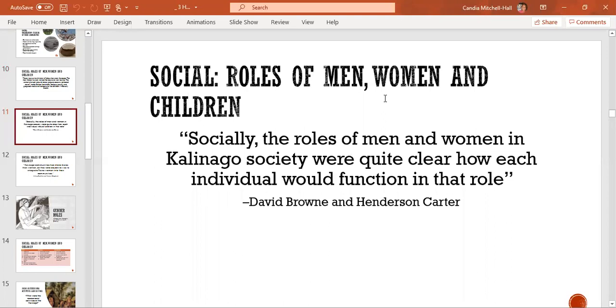Morrison, could you read this for me from David Brown and Henderson Carter, two historians? Socially, the roles of men and women in Kalinago society were quite clear, how each individual would function in that role. So what Brown and Carter argue, just like supporting the point by Beverly Steele, is that the gender roles were very clear in these societies, what the males did and what the females did.